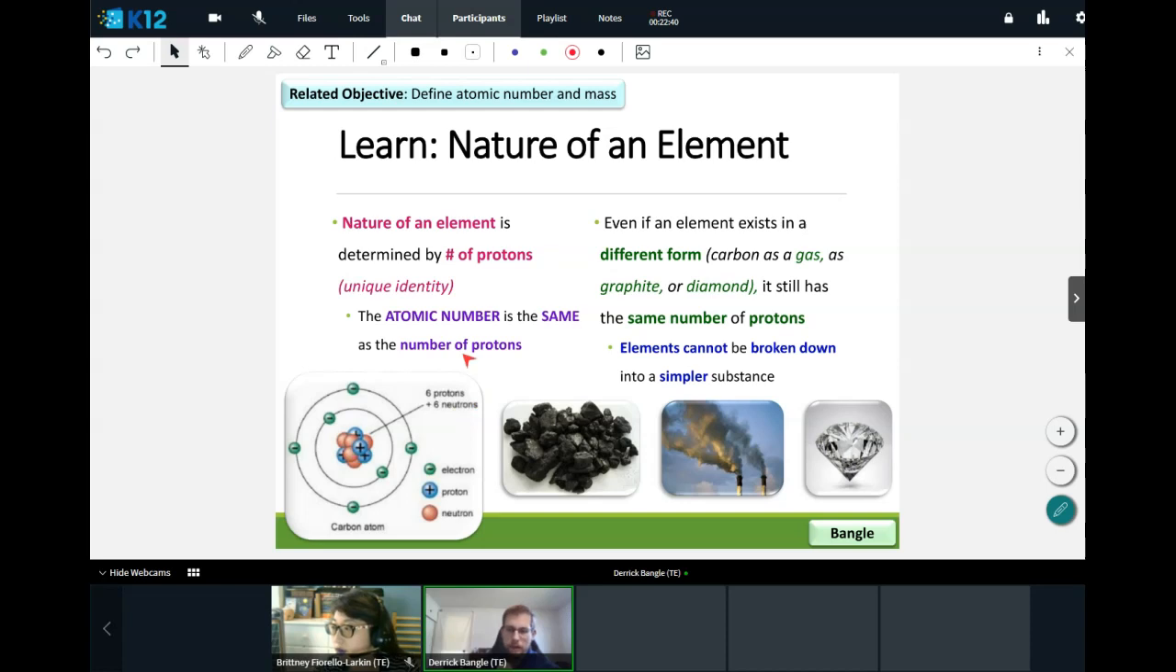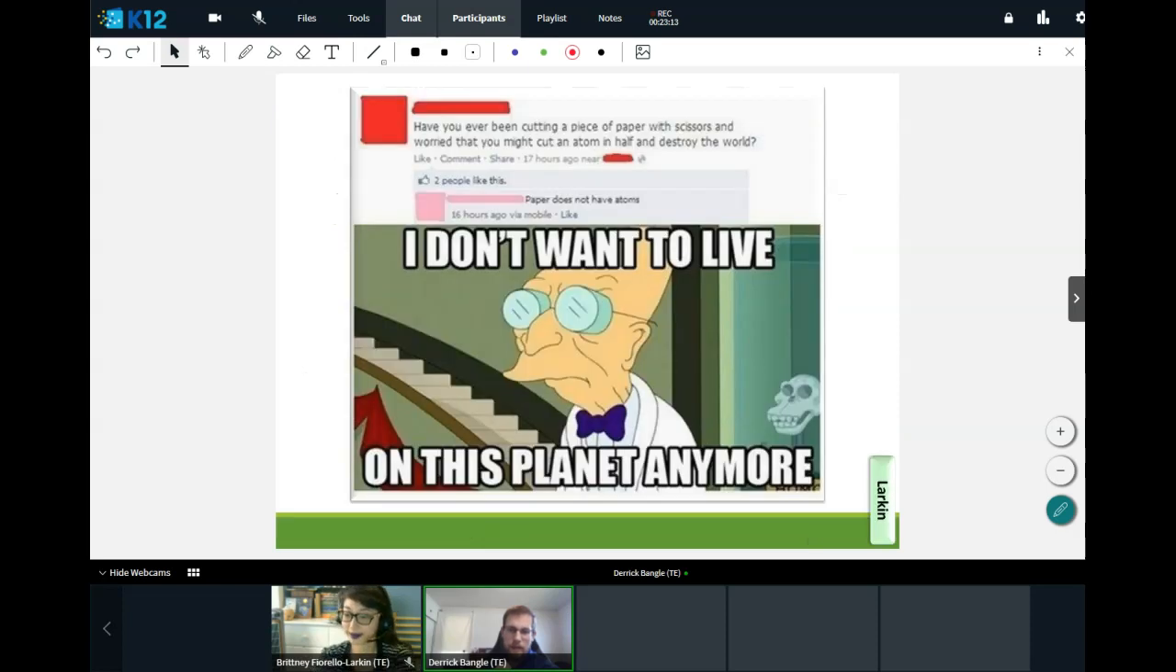Okay, when we look at the periodic table, we can also call its amount of protons its atomic number. So right here, atomic number is the number of protons. Okay, so elements, right, or I'm sorry, you cannot break down elements into a simpler substance other than the atom, because if you break them down any smaller than that, then you just get the subatomic particles that we discussed last week. All right, so let's move on and discuss why you cannot cut paper into multiple atoms.